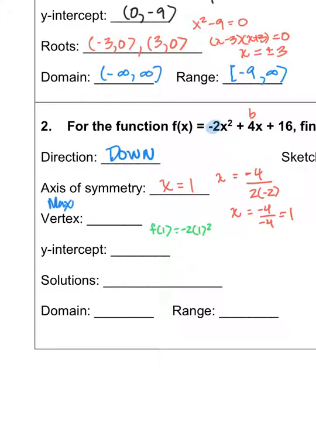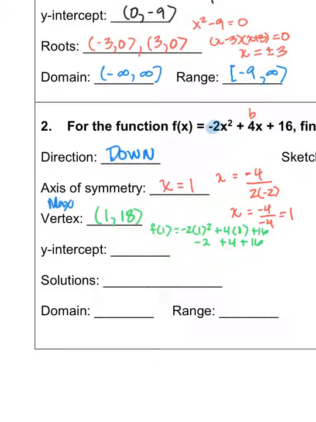Okay, so f of 1 would be -2 times 1 squared plus 4 times 1 plus 16. So that would be -2 plus 4 plus 16, which would be -2 plus 20, which would be a positive 18. So my vertex would be 1, 18.